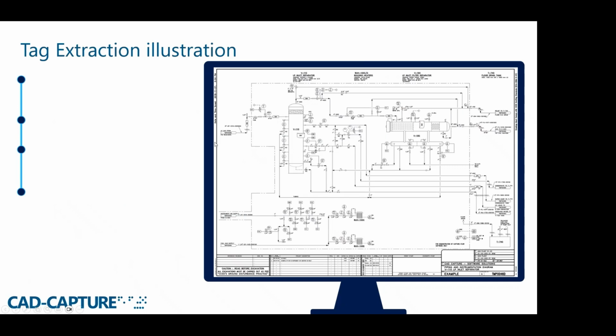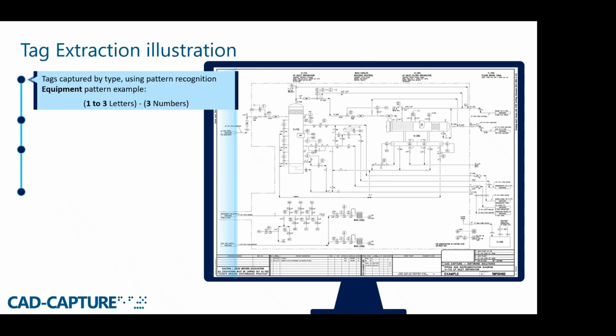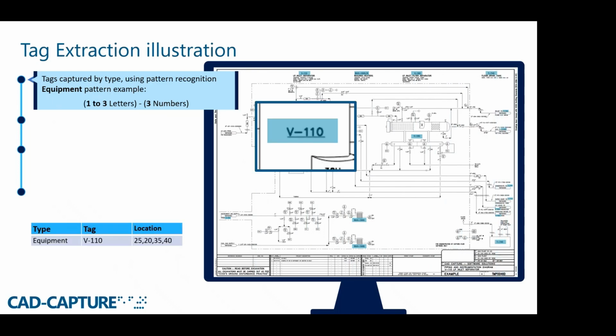In terms of the actual extraction, here's an example of how we go about identifying that information. Some of the patterns that we would use. Here's an example pattern for a piece of equipment. The rule is 1 to 3 letters, a dash, then 3 numbers. You've got the value of V-110, so that's been identified as the tag value. Because we know which of the rules has identified it, we know the type of asset, so we know it's a piece of equipment, and we also take the XY coordinates. So where there's multiple instances of a tag on a drawing, we can differentiate between those.